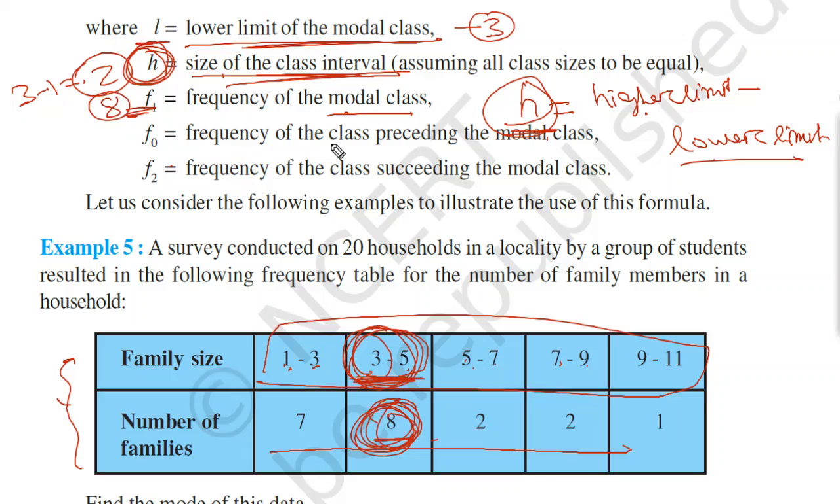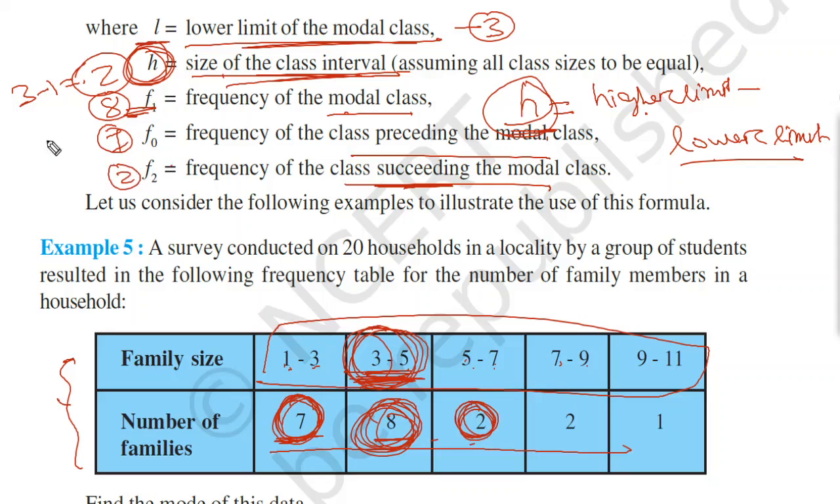Then F0 is the frequency preceding the modal class. Preceding means before. Here in this case, this one. So you can say 7 is F0. F2 is the frequency of the class succeeding the modal class. Succeeding means after. The modal class is 3 to 5, and succeeding the modal class is 5 to 7. So F2 is 2.